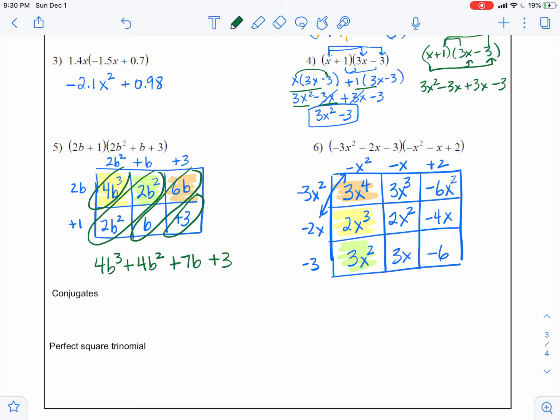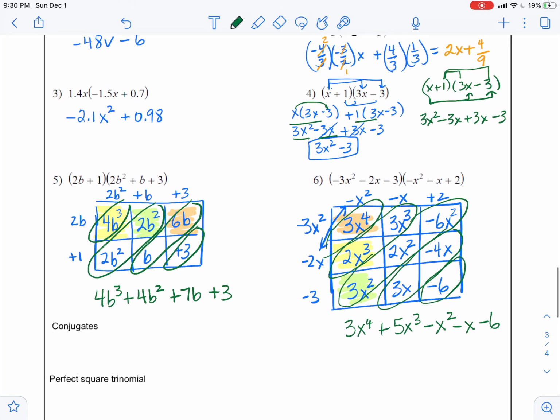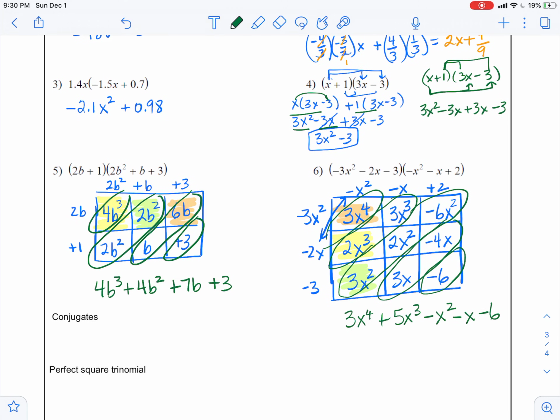And again, now my diagonals should just be able to be added together. Okay, and so I'm going to get 3x to the 4th plus 5x cubed minus x squared minus x minus 6. Okay, so again, that is your multiplication of polynomials.